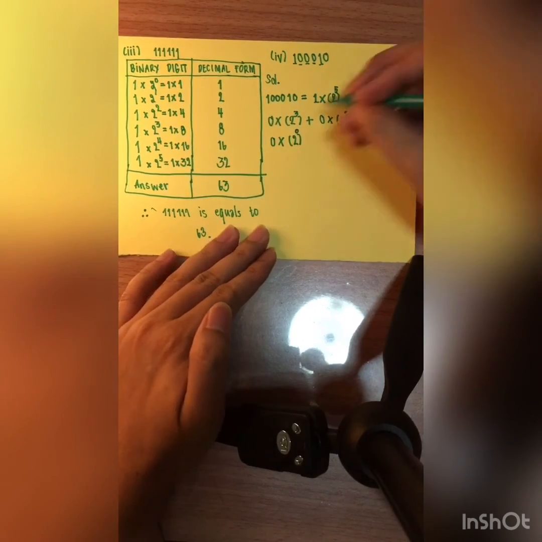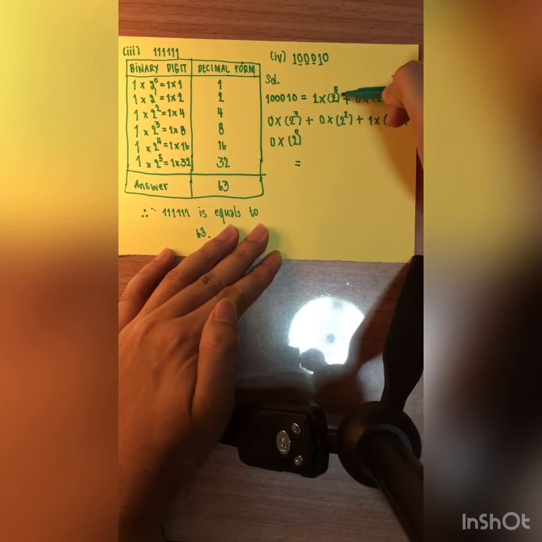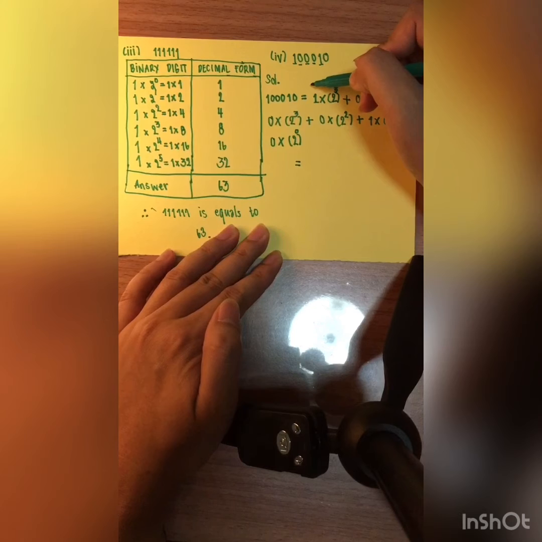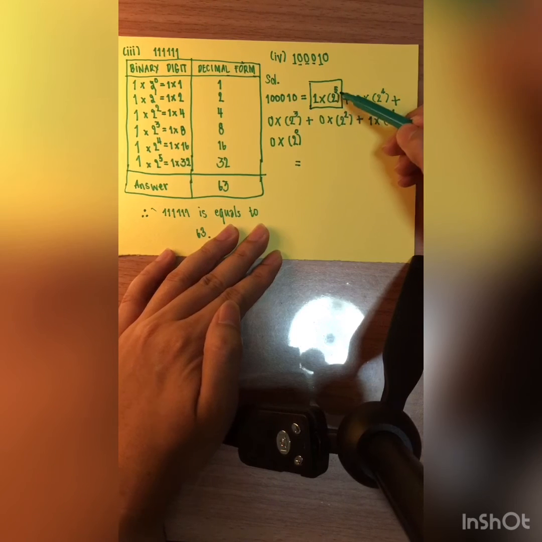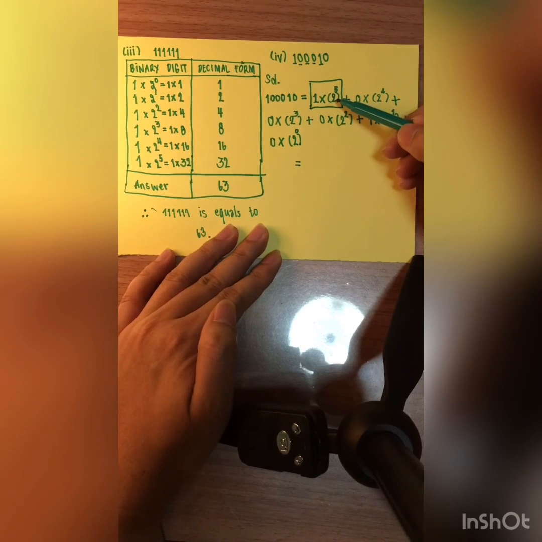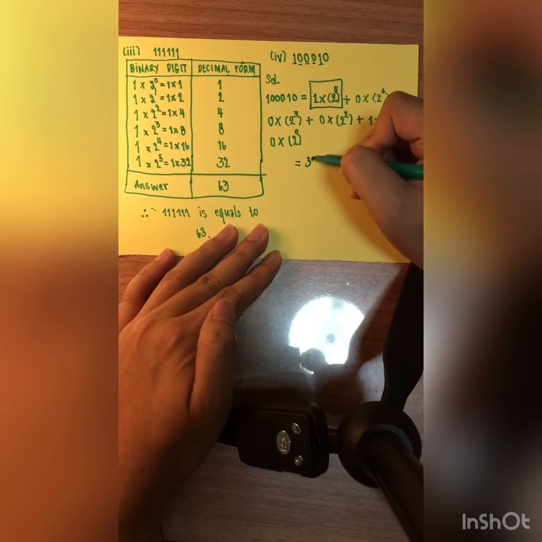So let's try to solve them. Let's calculate them. So this part first. Okay, this part first. So 2 to the power of 5, that would be 32, right? So 2 to the power of 5 is 32 plus, 2 to the power of 5 is 32 times 1, so that would be 32.